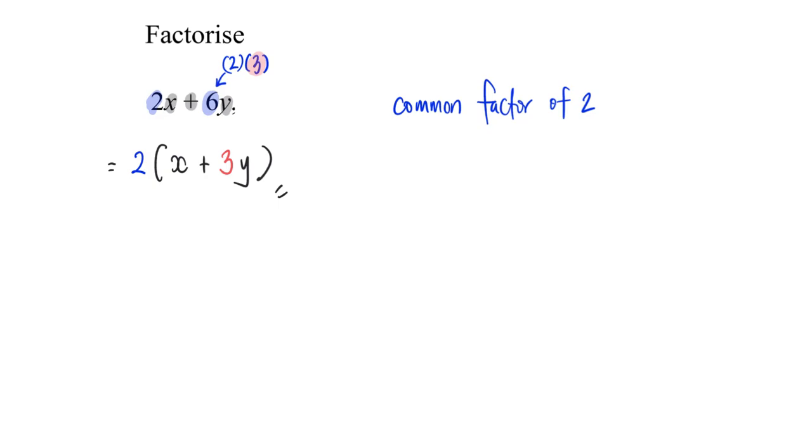And this will be the factorized form. And if I were to expand out, it will give me back the original expression. 2 times x is 2x. 2 times positive 3y, positive 6y. That will ensure that I am correct. So let's move on to the next question.